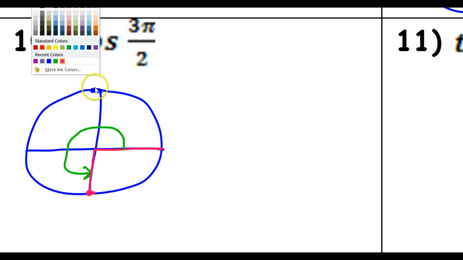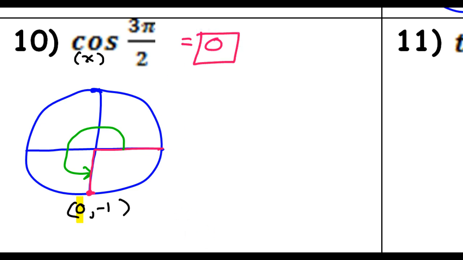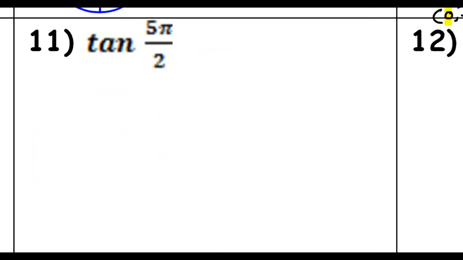When you're dealing with being on the x-axis or the y-axis, it's all about using the coordinates. The coordinates of this point are 0, -1. Now on the unit circle, the cosine is an x value. So that means kabam, that is the cosine of this angle right here. So that's it. Cosine of 3 pi over 2 is 0. Lemon squeezy, easy peasy.